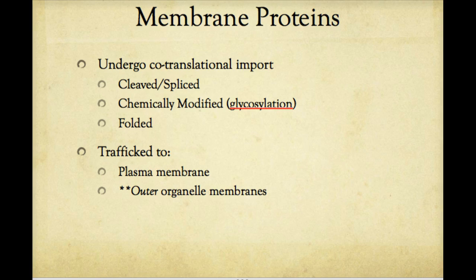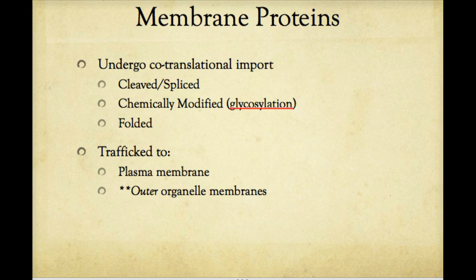Now, I want to go back to co-translational import for a few minutes because there's a particular type of protein that I want to discuss in a little more detail. And that's proteins that are destined to become part of the plasma membrane. When it comes to membrane proteins, it doesn't matter what kind of protein we're talking about. Any protein that's destined to become part of the plasma membrane is going to undergo co-translational import first.